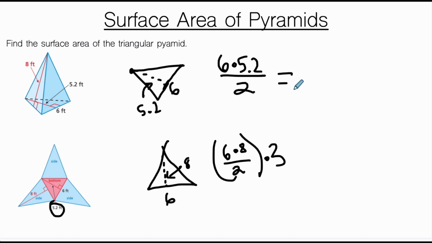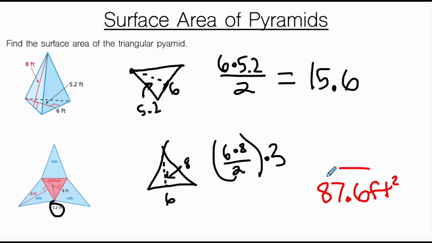And then this area should be 15.6. And then in total, grand total, add it all together, we should be getting 87.6 square feet. Square feet because it's 2-dimensional. It's a laid flat figure, and the area of any flat 2-dimensional shape is whatever the units are squared. So make sure you're getting your units correct as well.